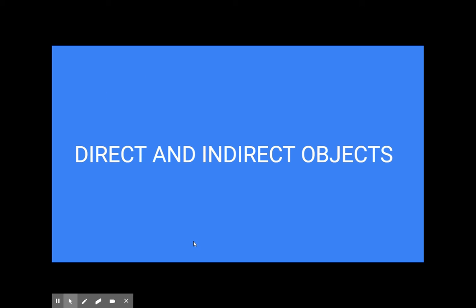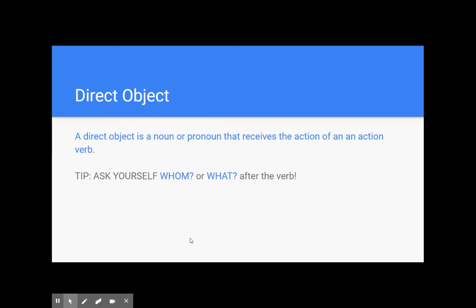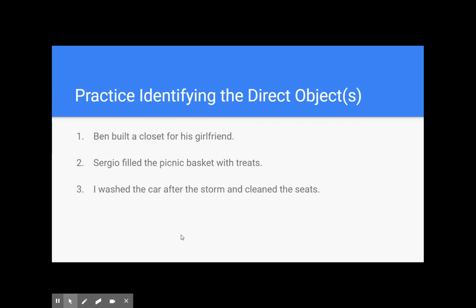All right, the last thing you are going to be looking at today is identifying direct and indirect objects. So a direct object is a noun or pronoun that receives the action of an action verb. So the easiest way to do this is always find your verb first and then ask after the verb, whom or what. Let's try this together. So Ben built a closet for his girlfriend. What's the action there? What is our verb? Hopefully you noticed built. So then you would say, built what? And that's how you find your direct object. So in this case, our direct object is a closet.